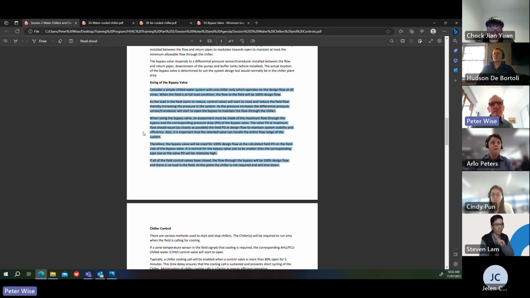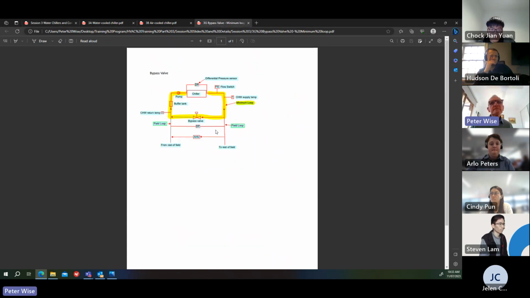And the pressure drop, this is the other thing that people scratch their heads about. What will the pressure drop through the valve be? Well, looking at this diagram again, if you've got 100% of the flow through the bypass, it's sending a message to the control system, to the chiller, that there's no load in the system. But to maintain stability, the pressure drop of that bypass valve has to be the pressure drop of the field.